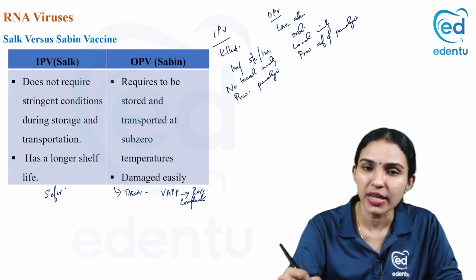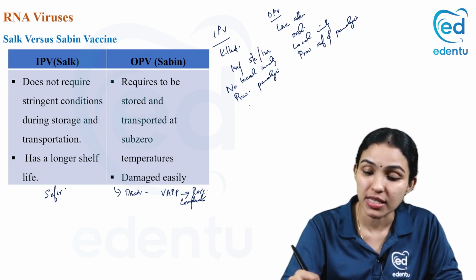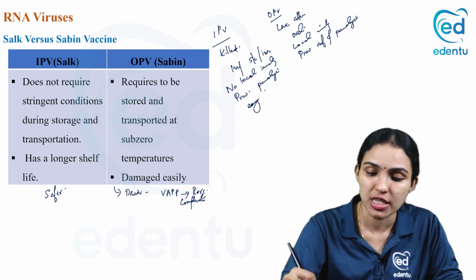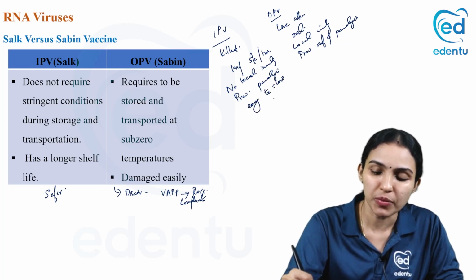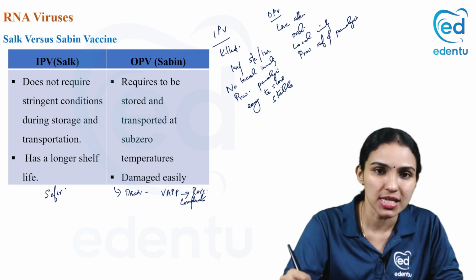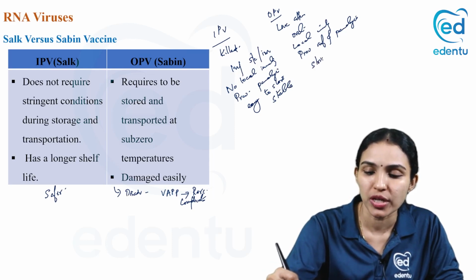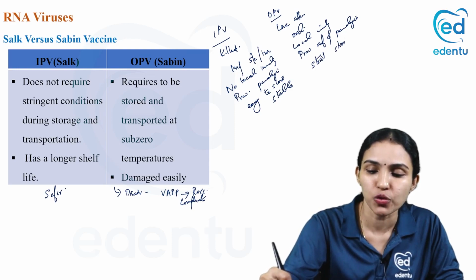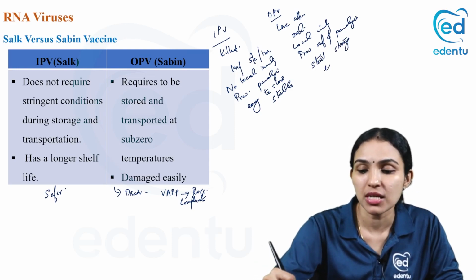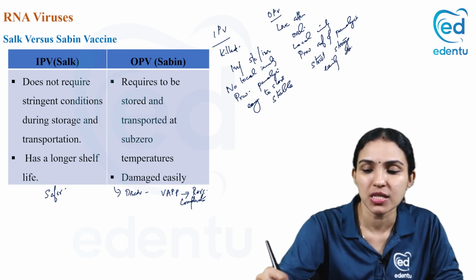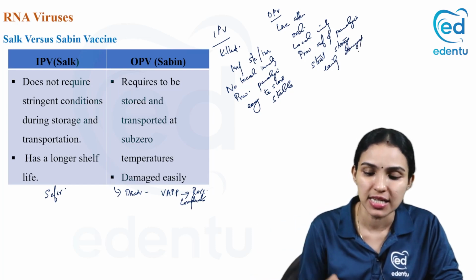And then what else is the advantage of IPV? Does IPV have any advantage? IPV is actually easy to store and transport, easy to store because it is stable, since it's a killed vaccine. This one is very difficult. Strict storage conditions are required for OPV and it will be easily damaged. Because it's an oral vaccine, it is easily damaged.